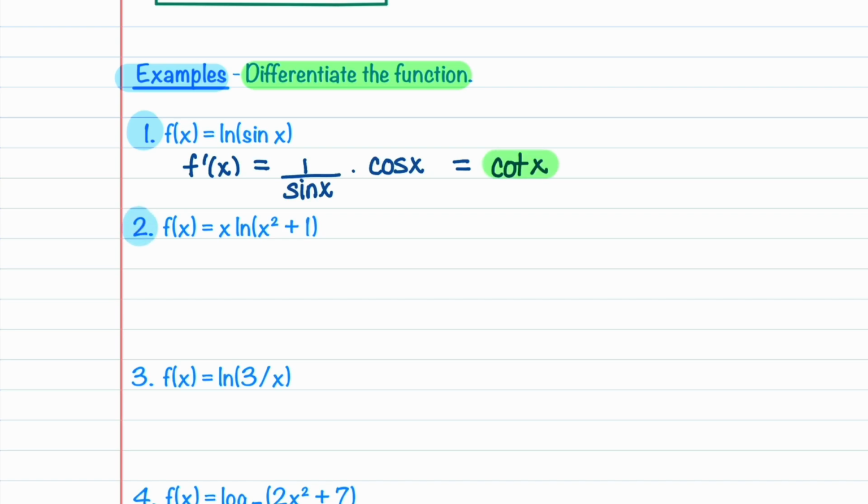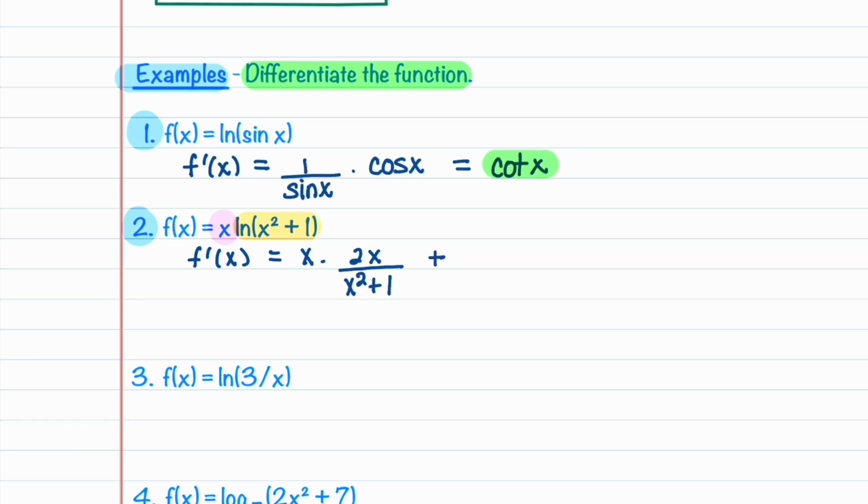Let's now look at our second example. We're going to differentiate the function x times the natural log of x squared plus 1. Notice that f of x contains 2 functions, x and the natural log of x squared plus 1. So to take the derivative, we're going to use the product rule. This gives us f prime of x is the first, which is x, times the derivative of our second function. The derivative of the natural log of x squared plus 1 is the derivative of x squared plus 1 on top, which is 2x, and then we just put the x squared plus 1 in the denominator.